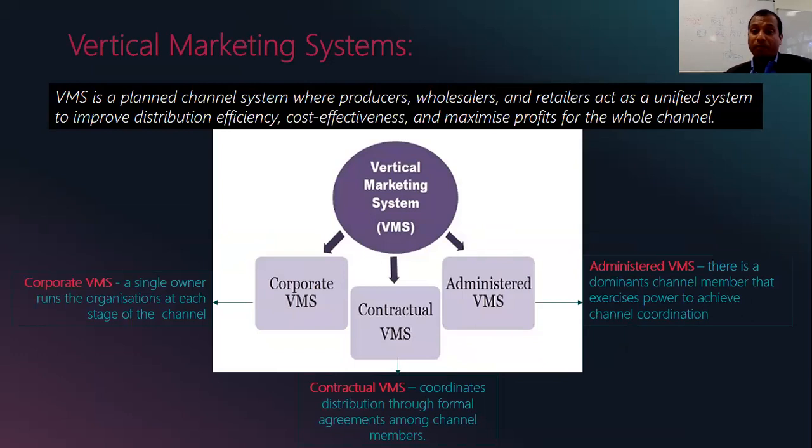One could be corporate, second one is contractual, and third one is administered, right? Contractual VMS, vertical marketing system, is easy to understand. By the name itself, contractual, that means there is a proper agreement between manufacturer, distributor, and retailer. There is a proper contract regarding who will play what roles. So the role and responsibilities of each and every member is clearly written down in a sheet of paper. That is known as the contract. So that is the contractual VMS.